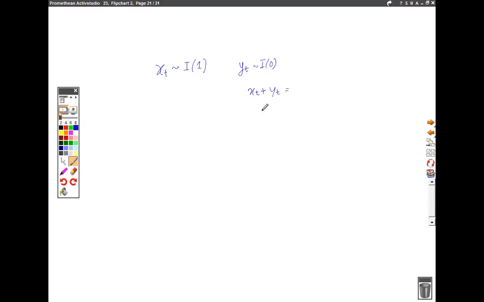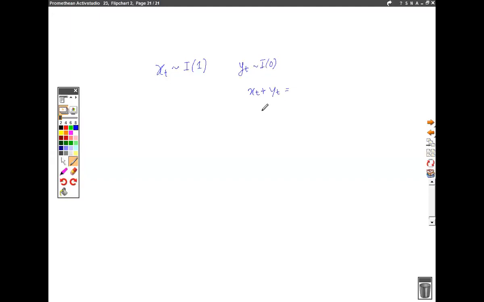Anyone? Of order 1. I think 1. And why do you think so? Because when you add it, y_t is stationary, but the element x_t is not stationary. So I think as a whole, the process x_t plus y_t will not be stationary.